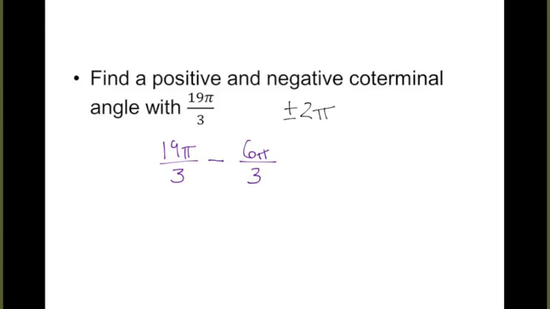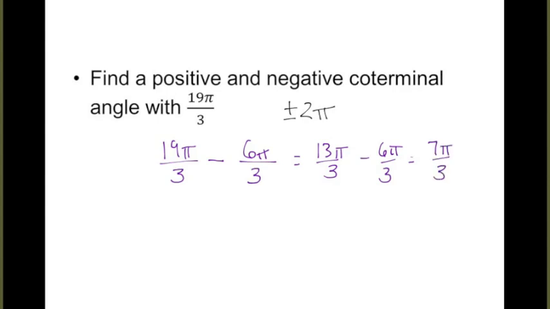We need a common denominator to be able to add or subtract fractions. We want to add or subtract 2 pi, but we need it to have a bottom of 3. So 6 over 3 is the same as 2. So when I subtract these then, I get now 13 pi over 3. That's still positive. So then I would need to subtract again.